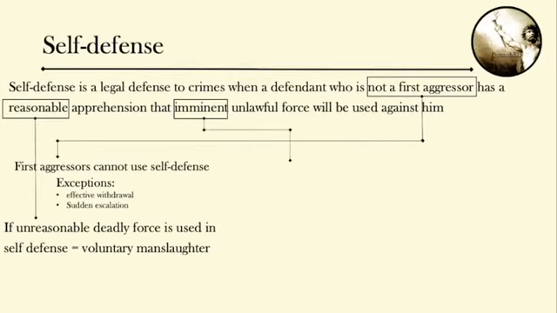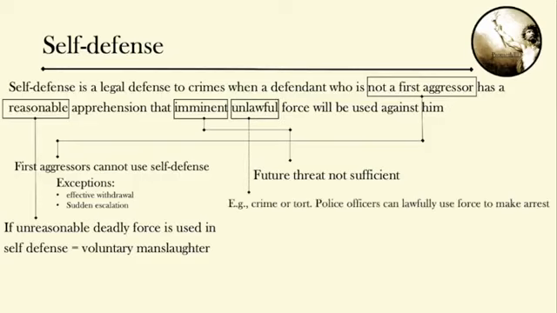Let's discuss now imminent. Here we need immediate threat of force, or immediate force. So a future threat is not sufficient. What is unlawful? Unlawful is either a crime or a tort. So police officers, of course, can lawfully use force to make an arrest.